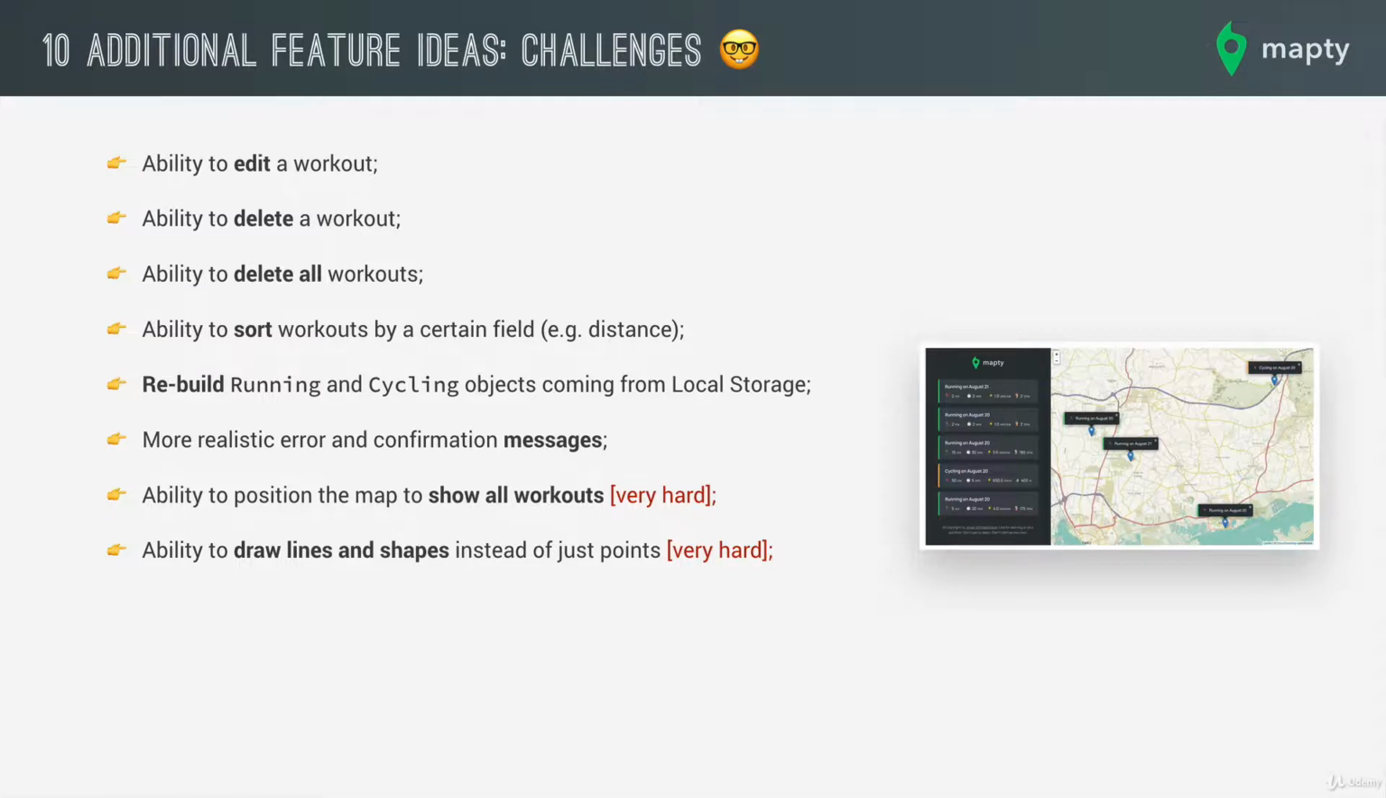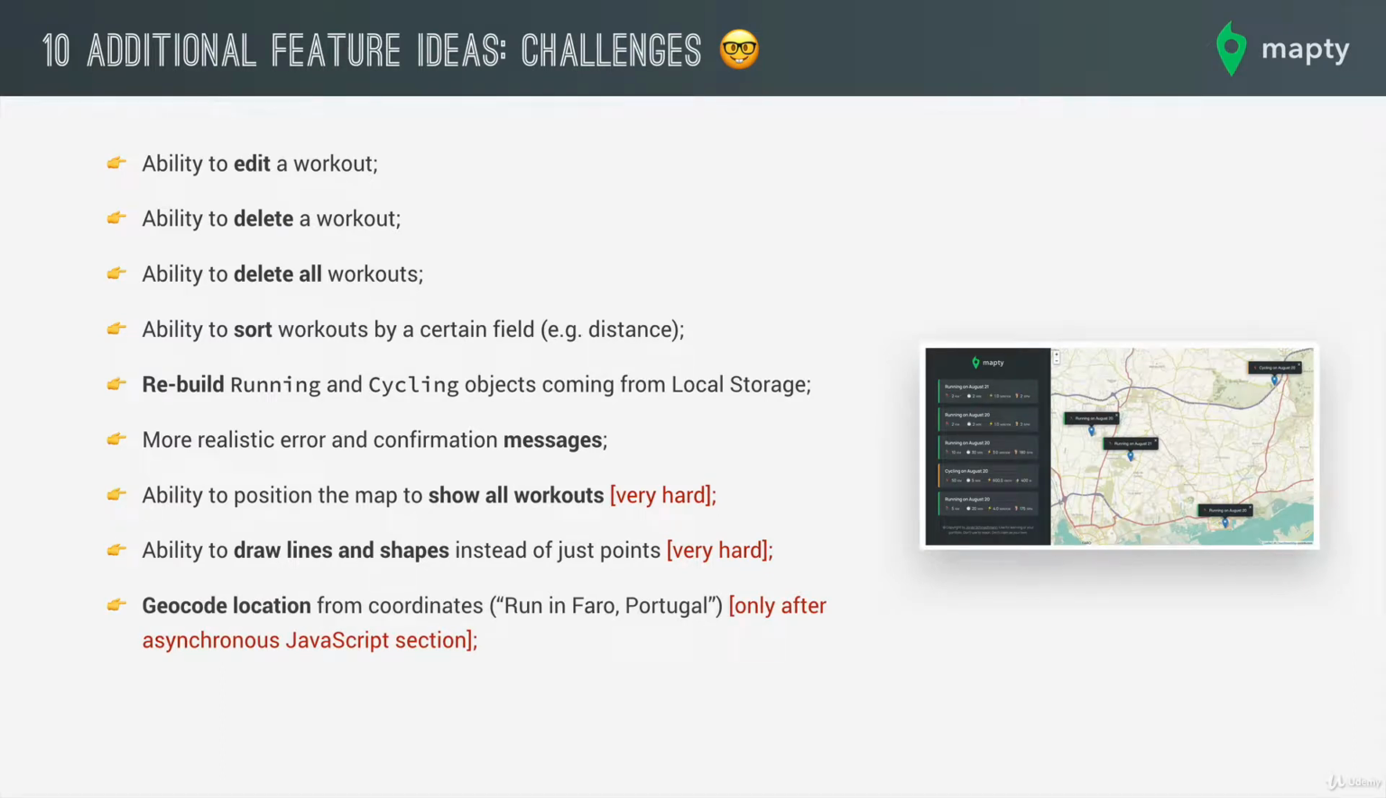And finally, I have two more challenges to improve this project that you could only implement after the next section, but let me still show them here. So you could geocode location from the coordinates. So you could use a third-party API to plug in the coordinates, and that would then give you back the real location. So for example, you could then call the run a run in Faro, Portugal, because the third-party web API would give you that location data. So a description of the location, not just the raw coordinates.